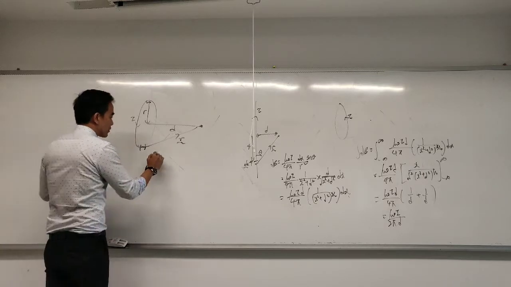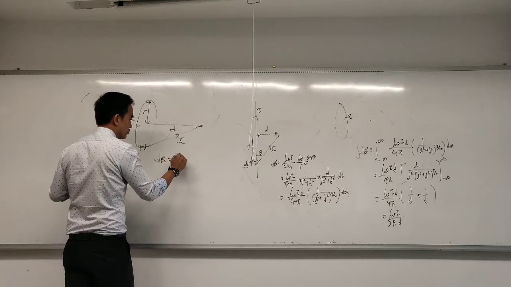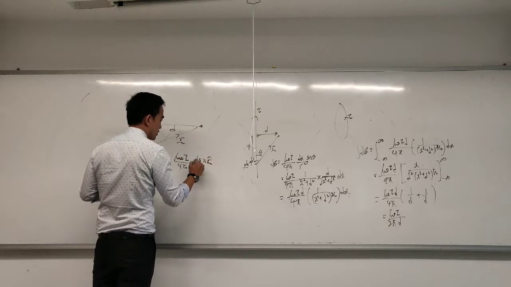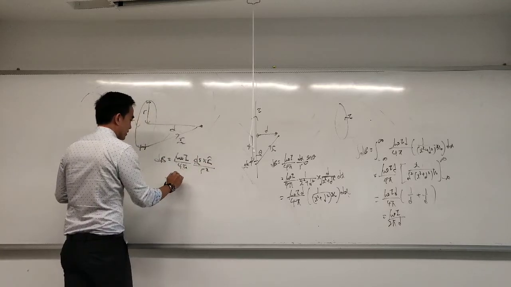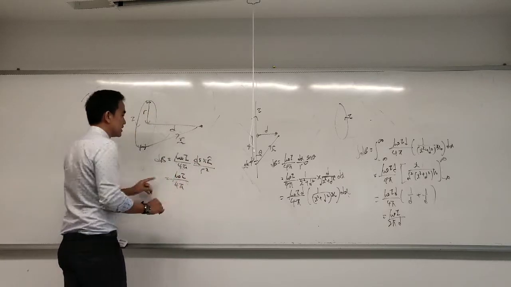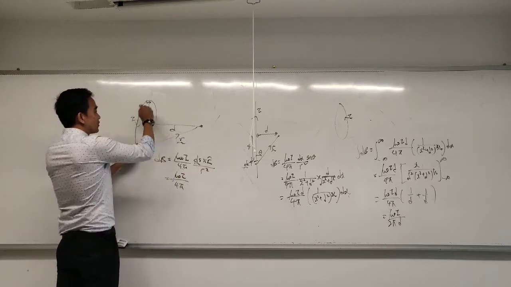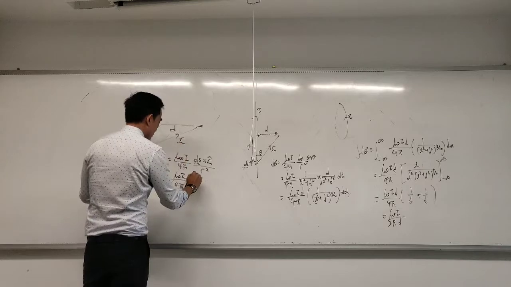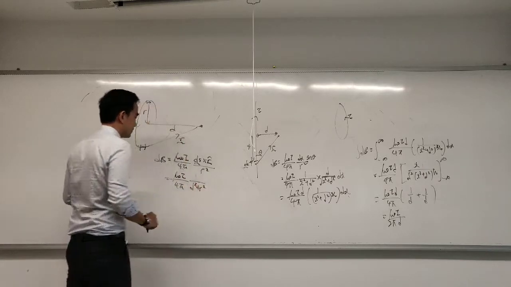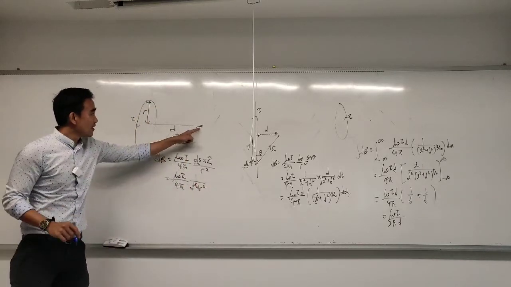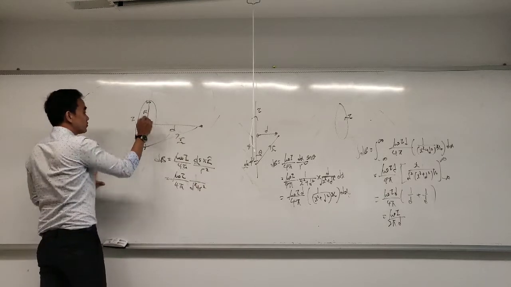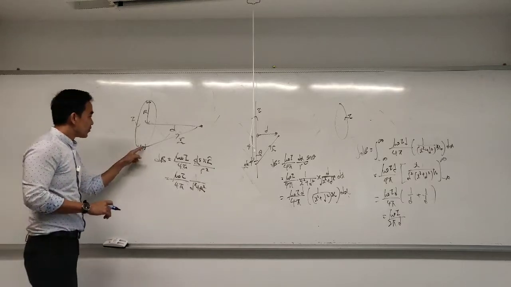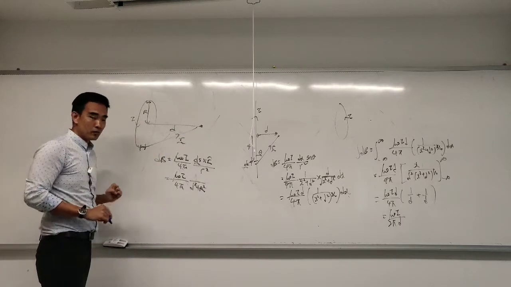So if you were to take a look at the dB, which is μ0 I upon 4π, ds cross r unit vector upon r squared. One thing you need to take note of is that this r squared is a constant, because at any point, this distance is a constant, which is actually d squared plus r squared. By the way, this r is not this radius r. Probably I'll need to put this as a vector, as a big R, to differentiate between the small r and the big R. Small r is the distance from here to here, big R is the radius of the loop.